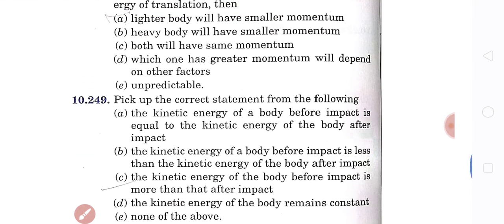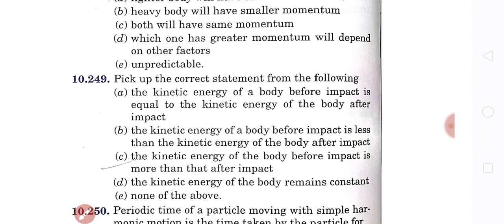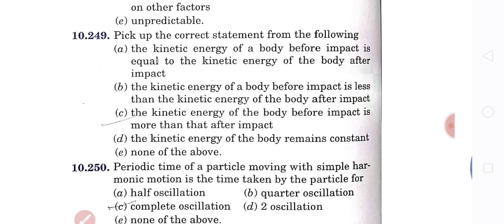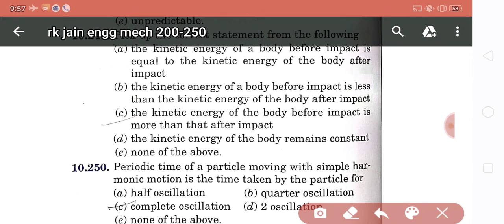Pick up the correct statement from the following. The kinetic energy of a body before impact is equal to the kinetic energy after impact. It is not correct. The kinetic energy of a body before impact is less than the kinetic energy after impact. It is also not correct. The kinetic energy of the body before impact is more than that after impact. Answer will be C.